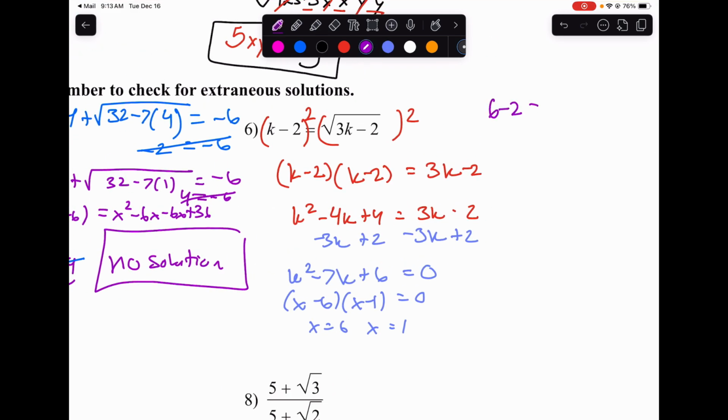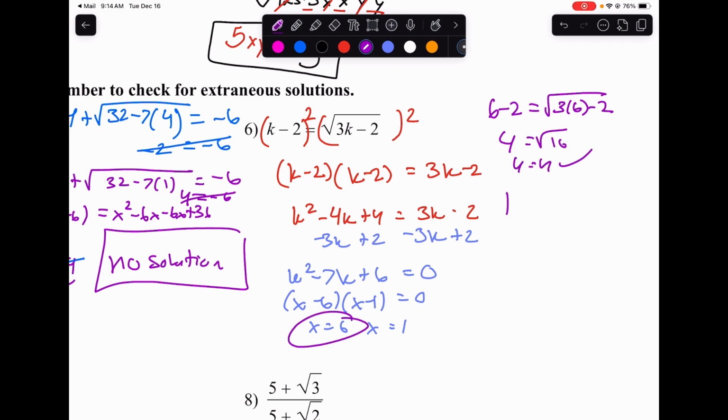So I get 6 minus 2 is equal to the square root of 3 times 2 minus 2. So I get 4 equals the square root of, let's see, what is that? 6 minus 2 is 4. So I get that 4 is equal to 2, which, let's see. Oh, what did I do wrong here? I plugged in a 2 instead of a 6. I'm like, this is not right. So I need to put a 6 in here, my bad. All right, so then I get 4, and then I get square root of 16, so I get 4 equals 4. So 6 is a good answer.